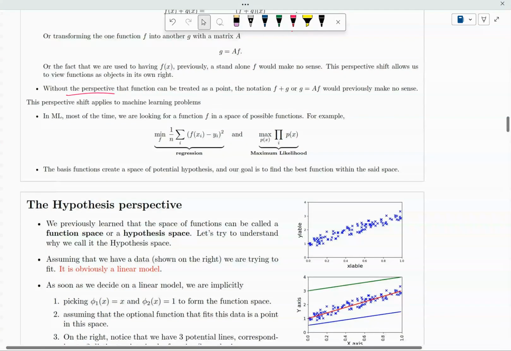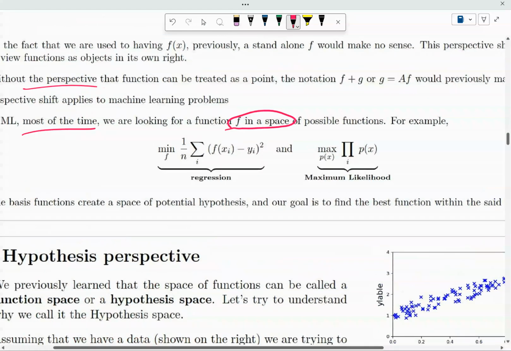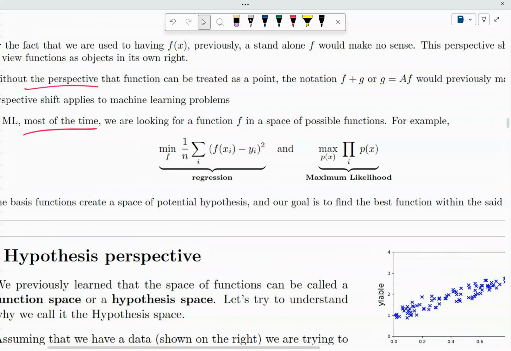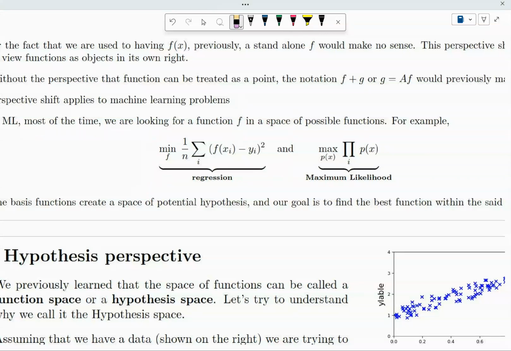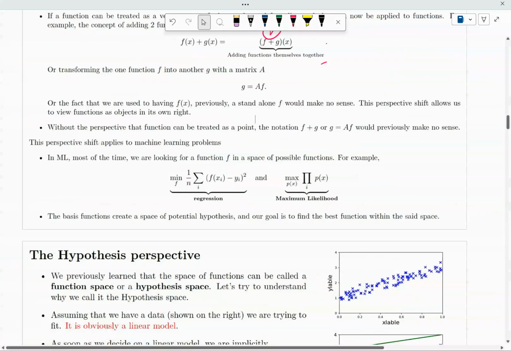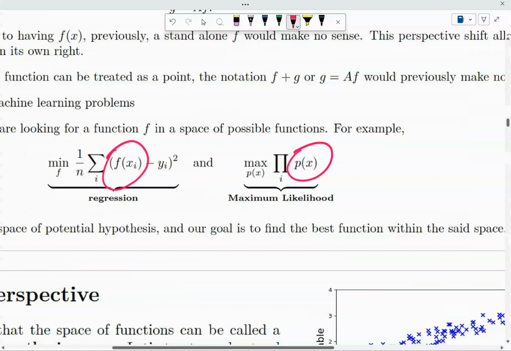This perspective shift applies to machine learning problems. In machine learning, most of the time, we're looking for a function f in a space, right? So remember, in regression, we spend a lot of time working with regression, and the goal is to find this function. Since we don't know the function, we assume that the function is a linear combination of other functions, and then we find the coefficients. So in machine learning, very often that's what we're doing. We're just finding a function that gives us a great prediction. Or in maximum likelihood, we're trying to find a function again, but it gives us a probability of events. So that's the difference.